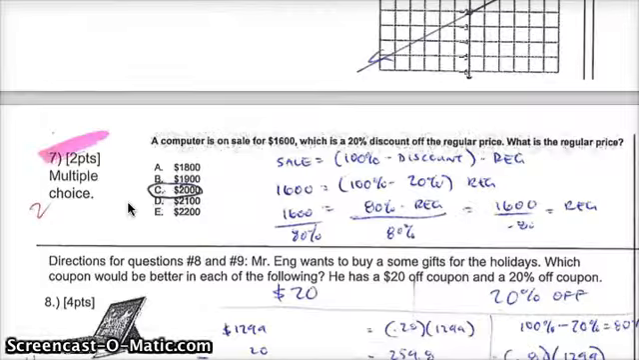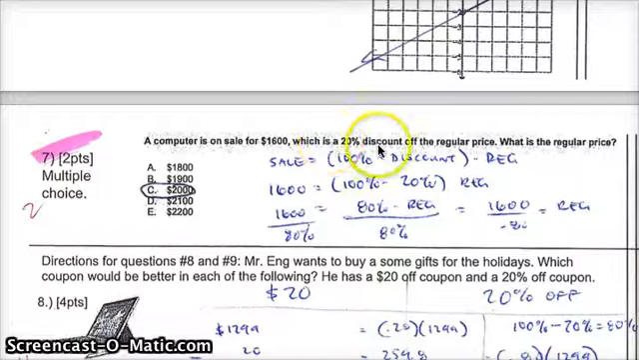Question number 7. A computer is on sale for $1,600, which is a 20% discount off the regular price. What is the regular price? So they're giving you the sales price. We're not used to this, right? We're used to getting a discount and giving us the regular price. So the sales price is $1,600.